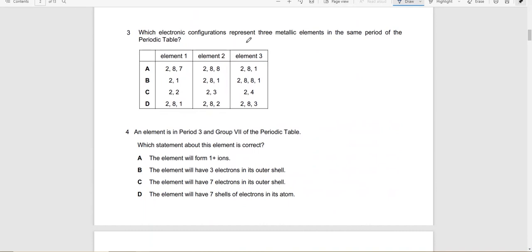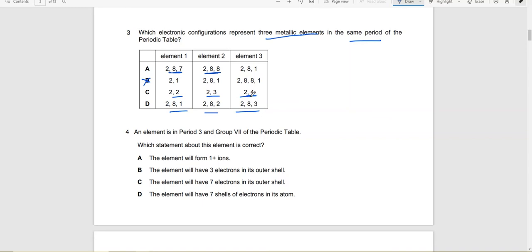Which electronic configurations represent three metallic elements in the same period of the periodic table? Same period means it will have the same number of shells. So this cannot be the answer, and yes, you can exclude this one. Three metallic elements means they have electronic configurations in which electrons are most likely to be donated. Now this doesn't seem like donation again. In fact, three metallic elements, same period. Okay, now you can see it: 2,8,1; 2,8,2; 2,8,3. Group 1, group 2, group 3 across the same period, and all of them are metals. This electronic configuration is not for a metal. And these two electronic configurations are for metals, but this one is not for a metal.